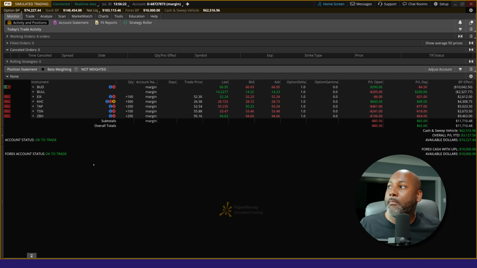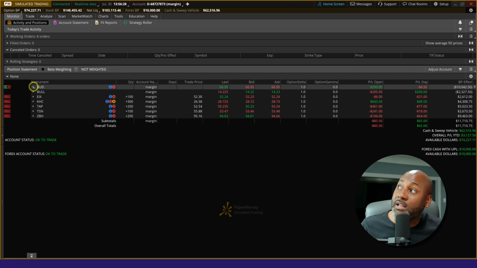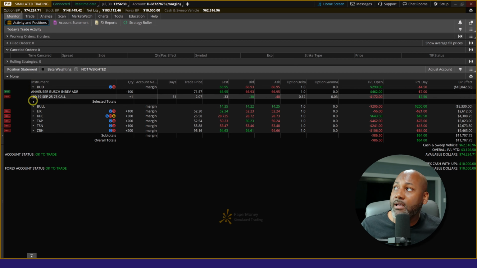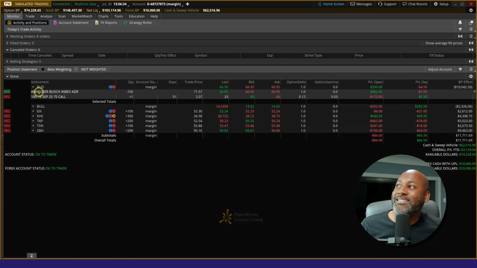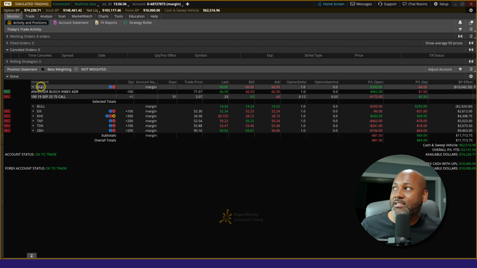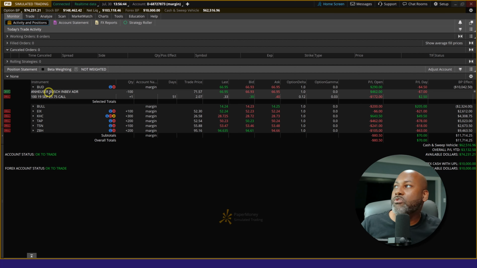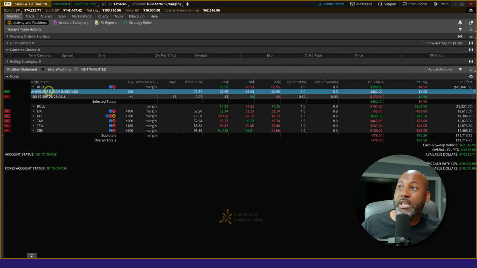So if we open up BUD by clicking this arrow right here, we can see the positions I have in this simulated account for BUD. Right here where it says Anheuser-Busch, that's the name of the company that's associated with that ticker symbol. Now, down here, let's go across in the column. So let me click it and hopefully it turns blue. It did. Wonderful. All right.